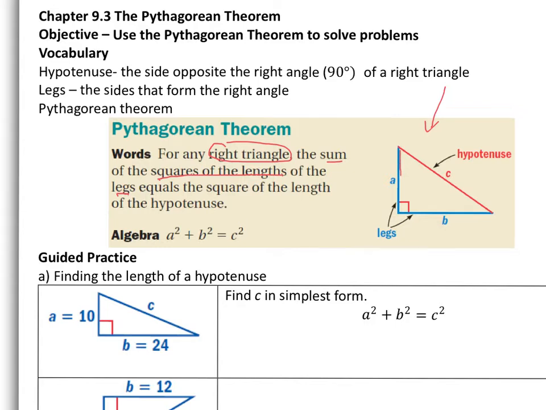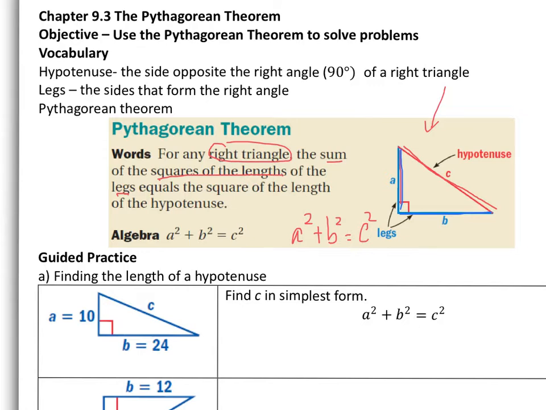So A and B are the legs. The hypotenuse is simply the longest side. If we take the square of A and add it to the square of B, it will equal the square of C. There is a proof for this, and I will post this proof at a later time. Now let's do some problems.